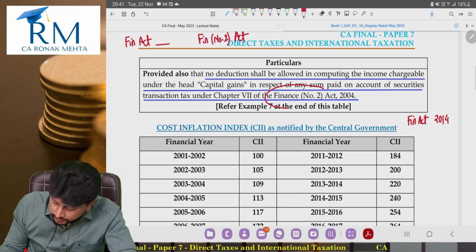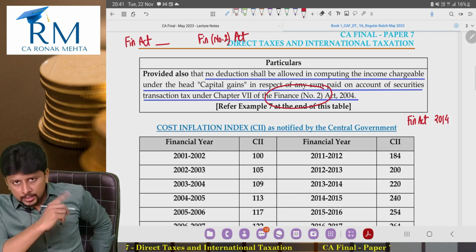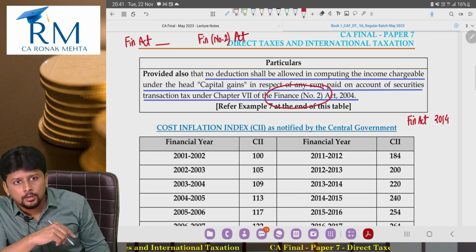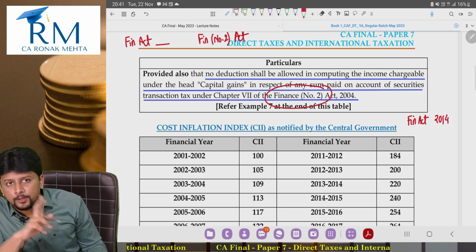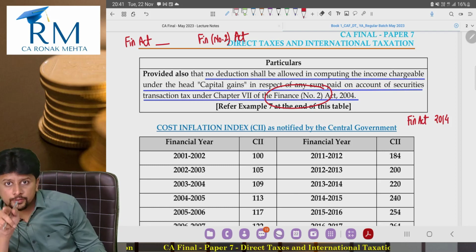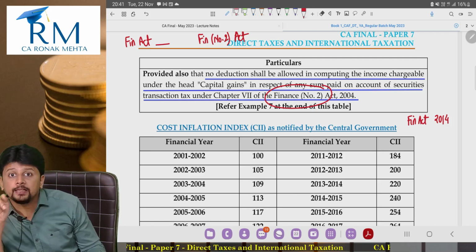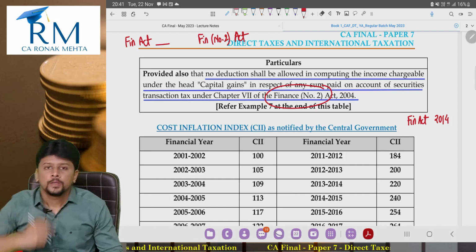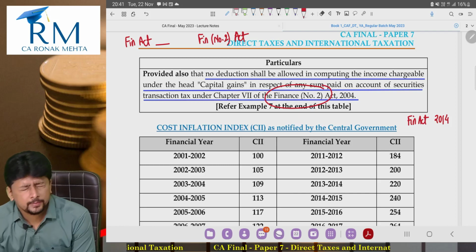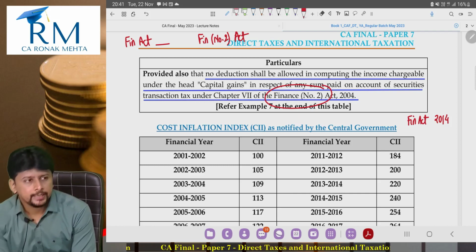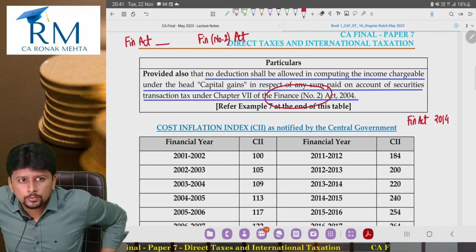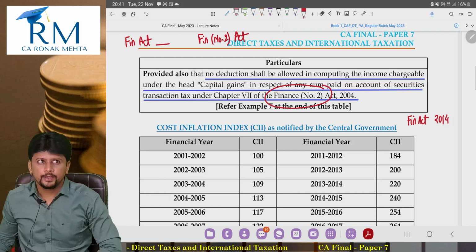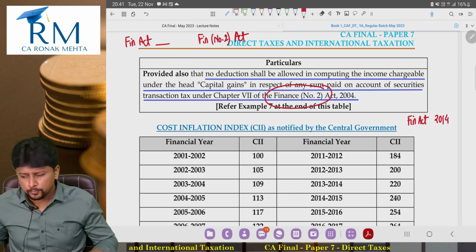This Finance Number 2 Act. If you Google this, you will find out in 2014 you had two budgets. Finance Act 2014, Finance Number 2 Act 2014. The second budget, the number 2 one, that was presented by, who was the finance minister at that point of time? I think Mr. Arun Jaitley. Finance Number 2 Act 2014. Yeah, if I remember correctly, it was probably Mr. Arun Jaitley.